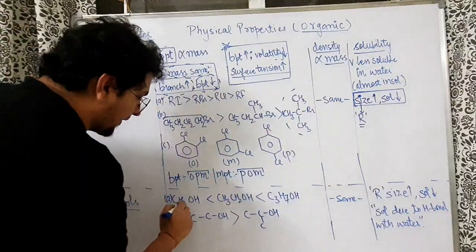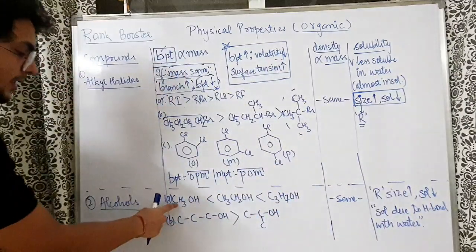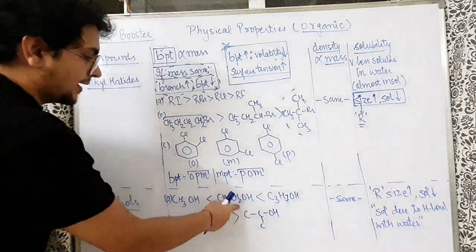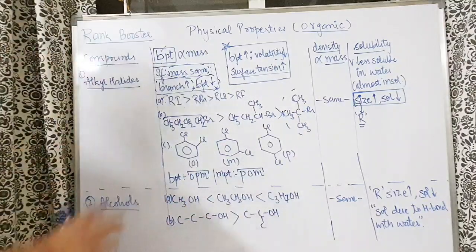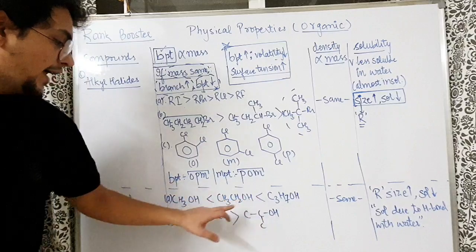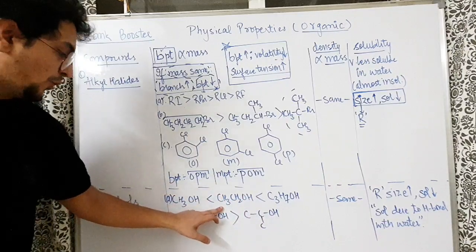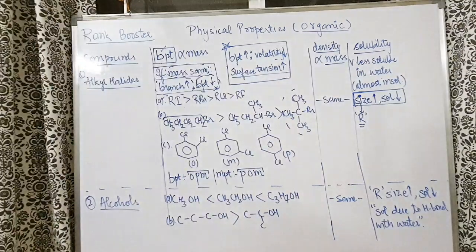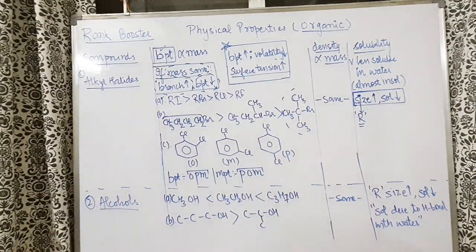So tell me, out of A, B and C, if I ask you to compare: 1 carbon here, 2 carbons here, 3 carbons here. Sir, clear cut, this will have more boiling point as compared to CH3CH2OH, as compared to CH3OH. Are you able to understand? Once, properly you can check.